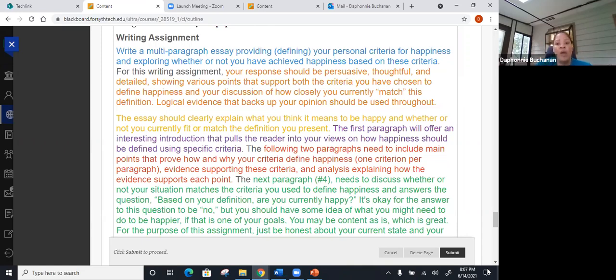So the first paragraph, you're going to offer an interesting introduction that pulls the reader into your views on how happiness should be defined by using specific criteria. So those are those 3 things that you're going to identify that takes you to your happy place. The following 2 paragraphs need to include your main points that prove how and why your criteria define happiness, 1 per paragraph, your evidence supporting the criteria, and then analyze, explaining how the evidence supports each point.